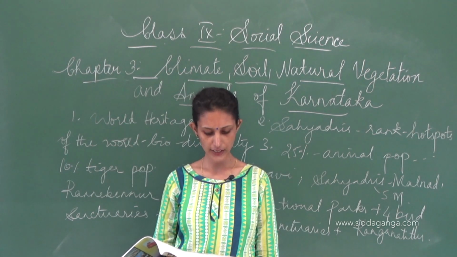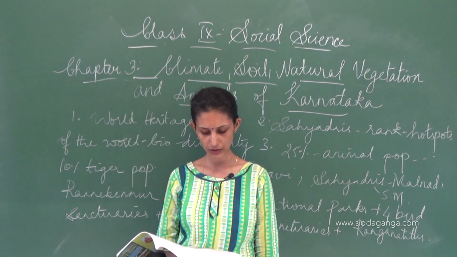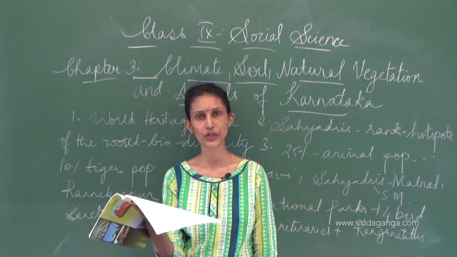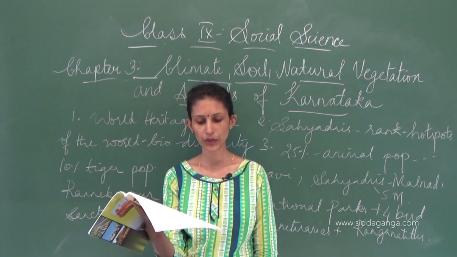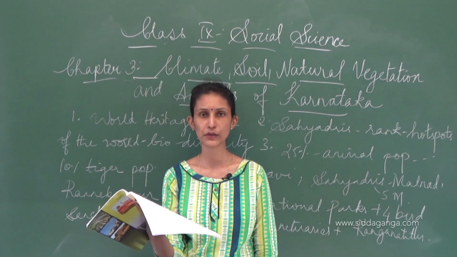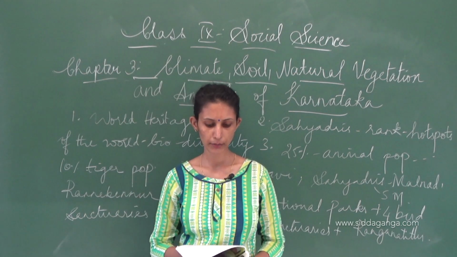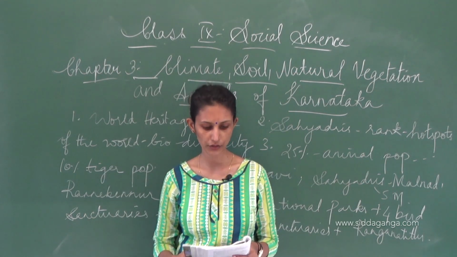Cashew, coffee, tea, cardamom, pepper, rubber, coconut are certain commercial crops which are produced in this kind of soil. It is mostly found in the coastal plain and the Malnad region.